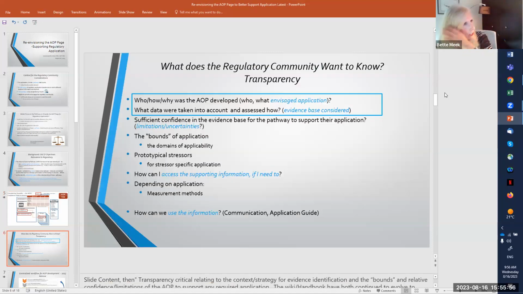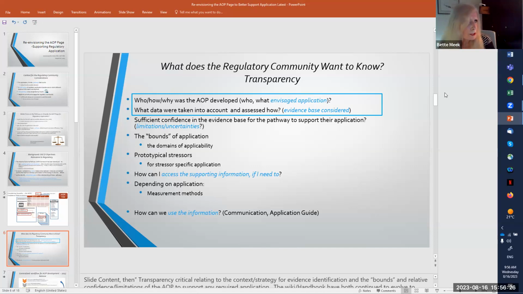I guess the question is, what does the regulatory community want to know really? It's transparency, critical relating to the context and strategy for evidence identification, but also the bounds and relative confidence and limitations of the AOP to support any required application. So the wiki and handbook have both continued to evolve to provide greater transparency in some of these areas.